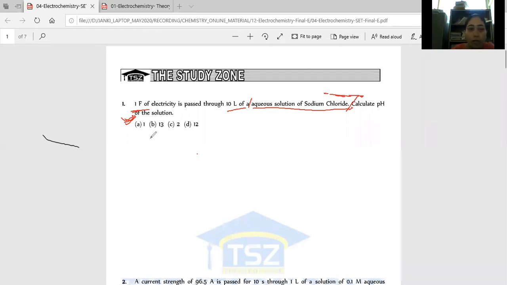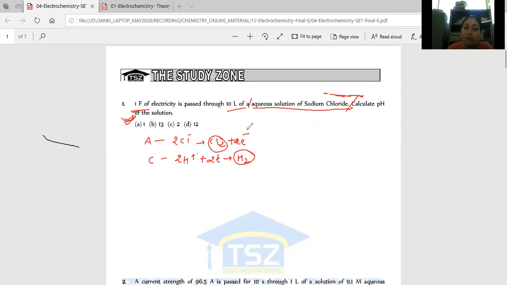Now let me write down which type of reaction will take place at the anode. On the anode, there is deposition: 2Cl minus gives Cl2 plus 2 electrons, right? It means on the anode chlorine will get deposited, while on the cathode 2H plus plus 2 electrons gives H2. This is the cathodic product and this one is the anodic product, right?